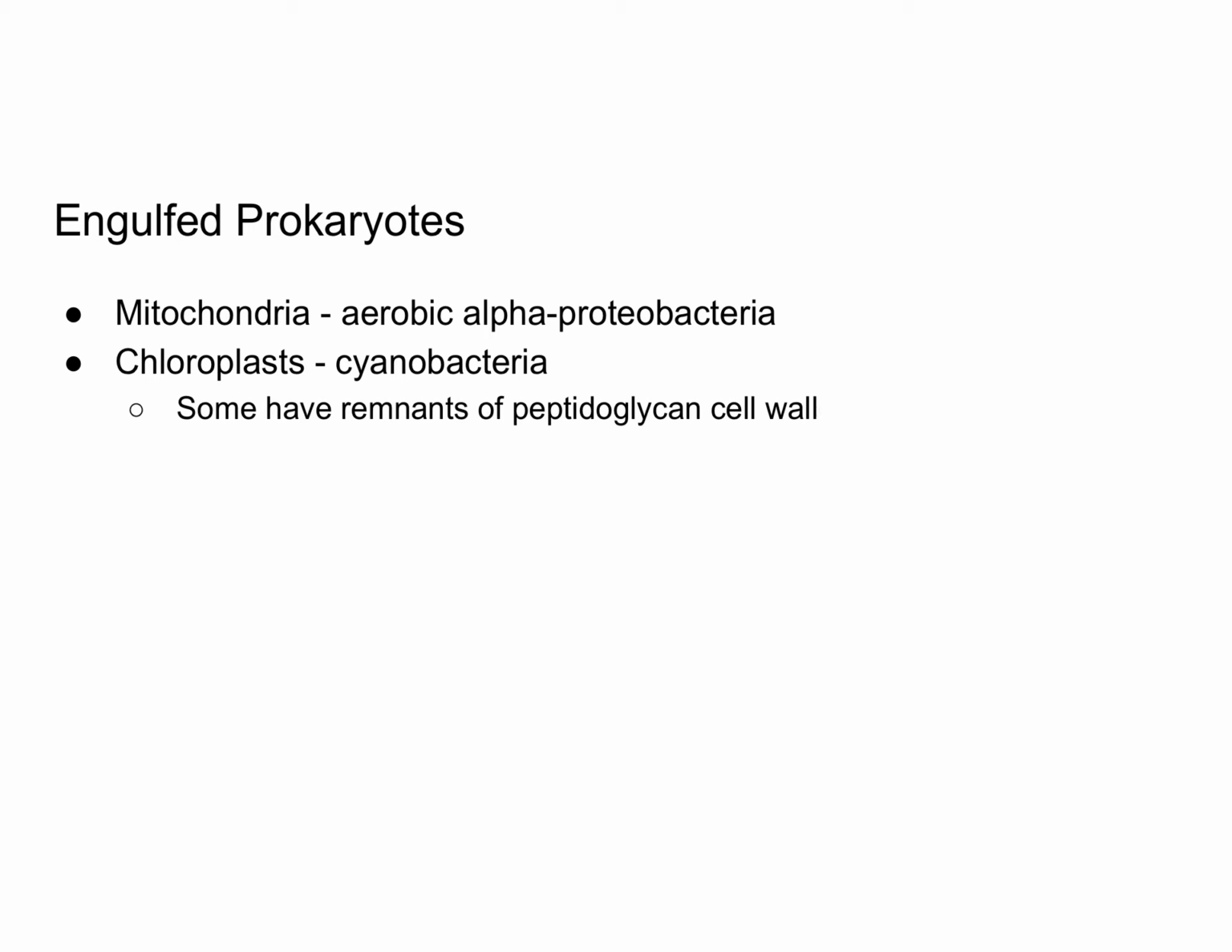And it's believed that the mitochondria arose from aerobic bacteria known as alpha proteobacteria. And the chloroplast came from cyanobacteria. And cyanobacteria have chlorophyll, and they can undergo photosynthesis.